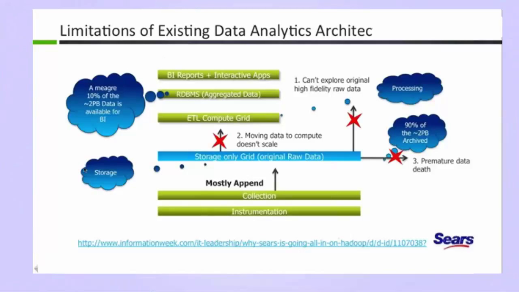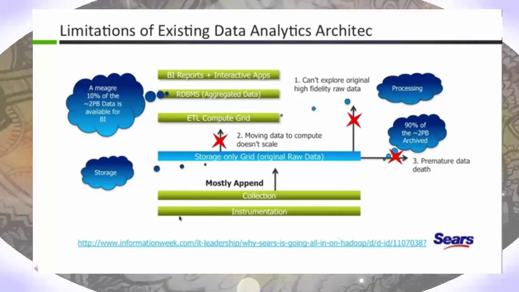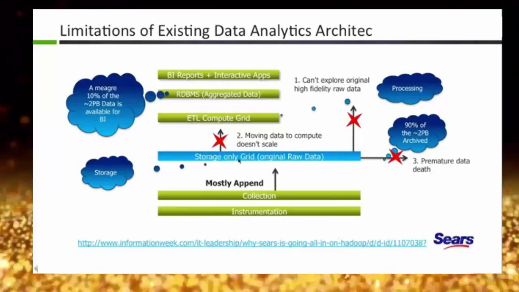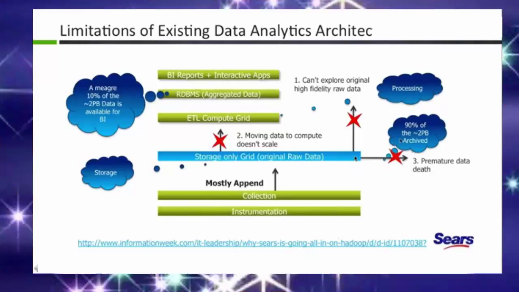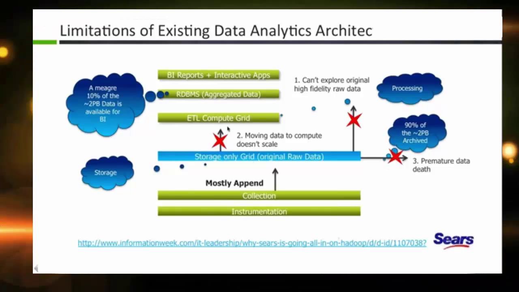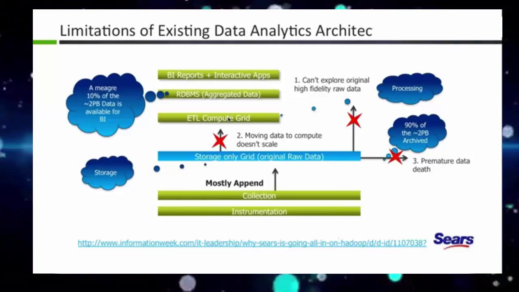Let me repeat this once again. What is happening here? Here is your instrumentation and data collection. This data is getting stored into a storage network. This is all raw data, and a lot of it gets archived over a period of time. This data is moved into an ETL process, where you do extract, transform, load. Everyone understands what ETL is?